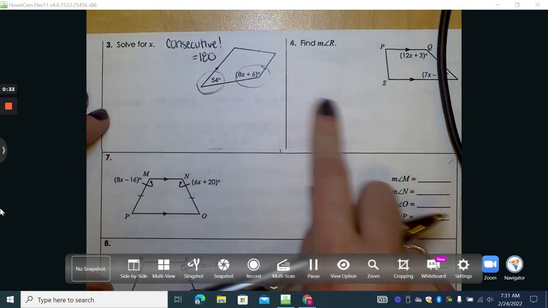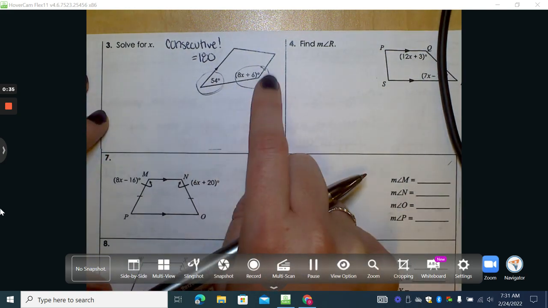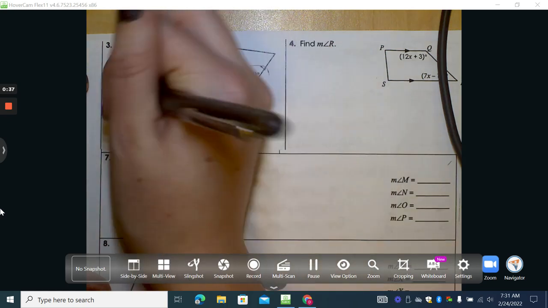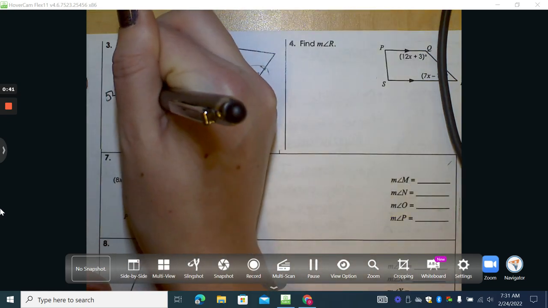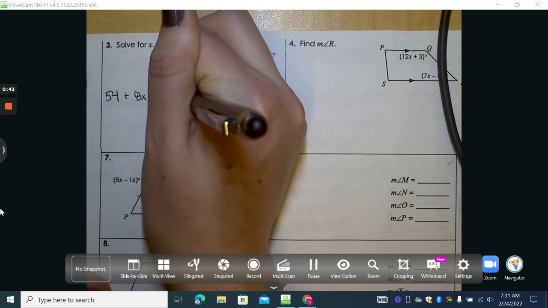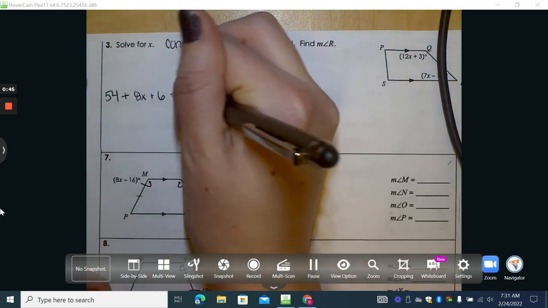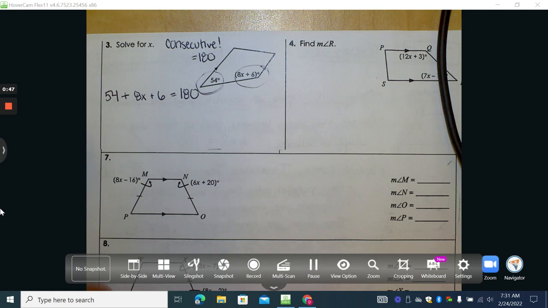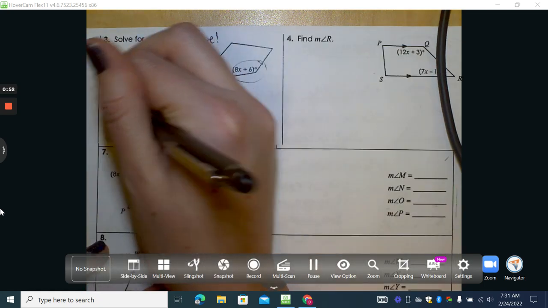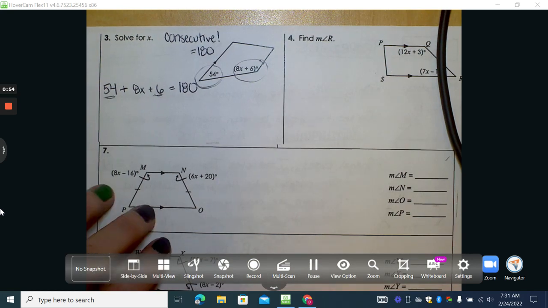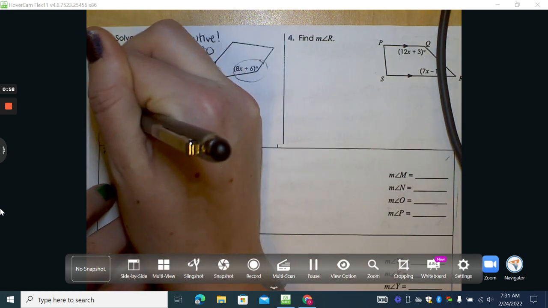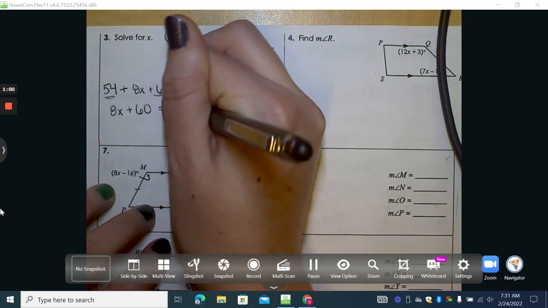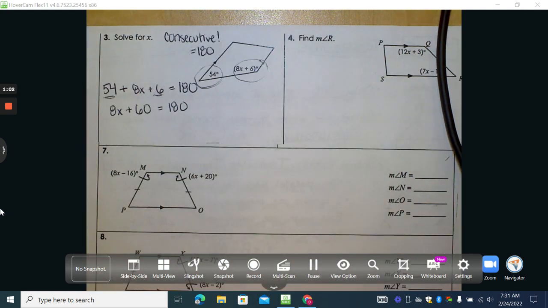I'm going to set up an equation where this plus this equals 180 degrees. I'm going to have 54 plus 8x plus 6 equals 180 degrees. And I'm going to solve for x. We're going to combine our like terms. I have a 54 and a 6 that I can add together. So I have 60. So let's do 8x plus 60 equals 180.